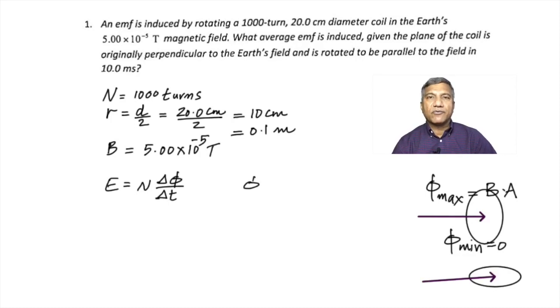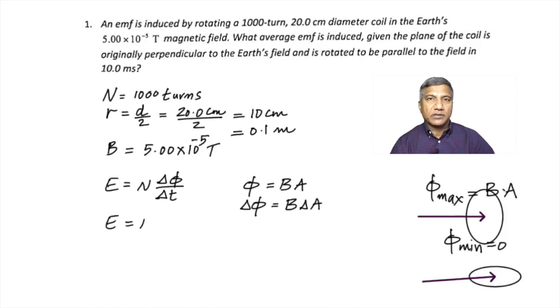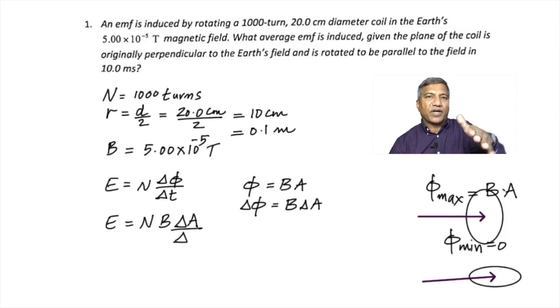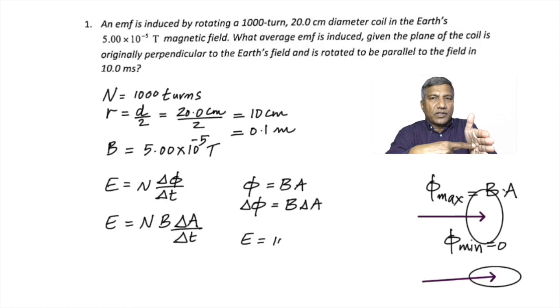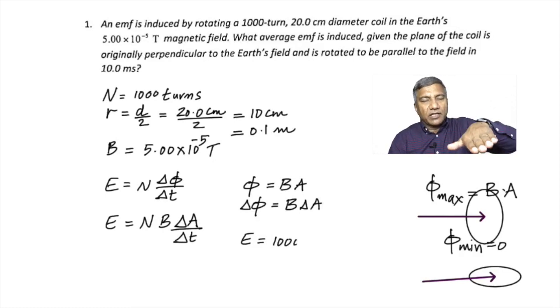And the induced EMF by Faraday's law is given by N times delta phi by delta T. Phi is the product of B and A when it's perpendicular. So B in this case is what's given as 5 times 10 to the negative 5. And the area of this coil is pi r squared. So we can calculate it. We see when it goes from the perpendicular to the parallel, it's the effective area that changes. Because when it's kept perpendicular to the field, all of the area is effective. But then when it's made parallel, zero area is effective.